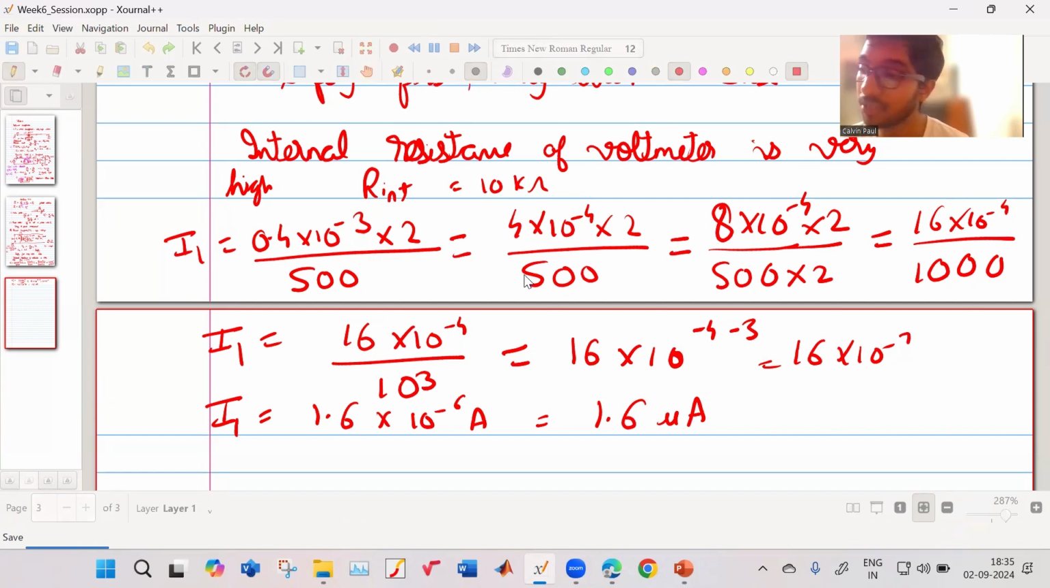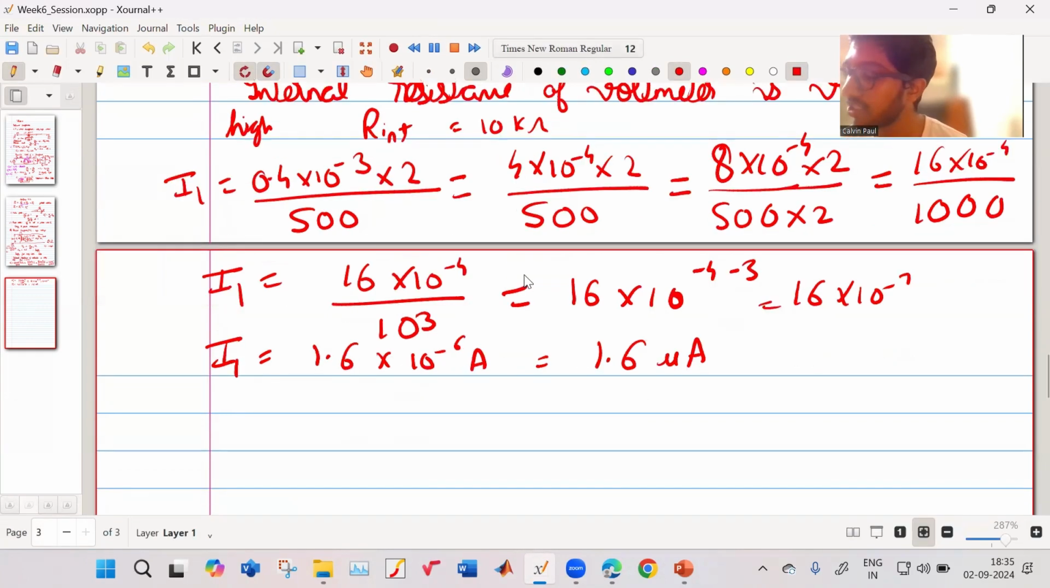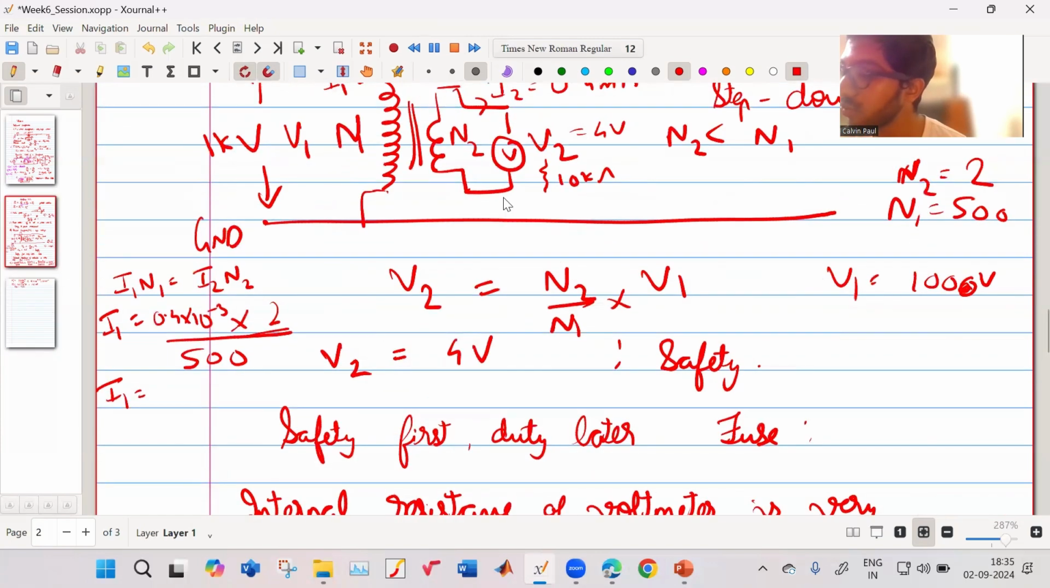So coming back to the question, someone asked, how much is the power which is dissipated, right? Power is actually V1 into I1. So what did you get your V1 to be?